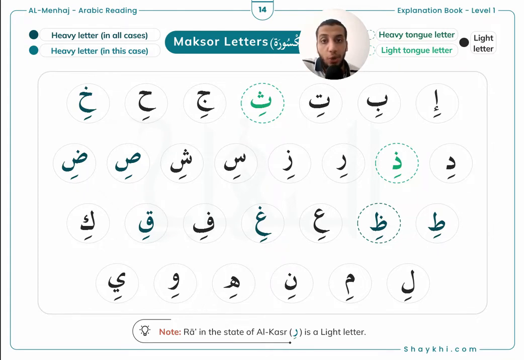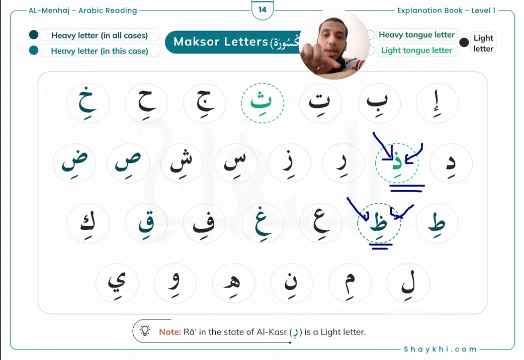So let's now take our notes. The first note is that this letter is light, as we said when we explained maftuh letters, and this one is heavy. What is the difference between a heavy and a light letter? The back of the tongue is raised when we pronounce a heavy letter.